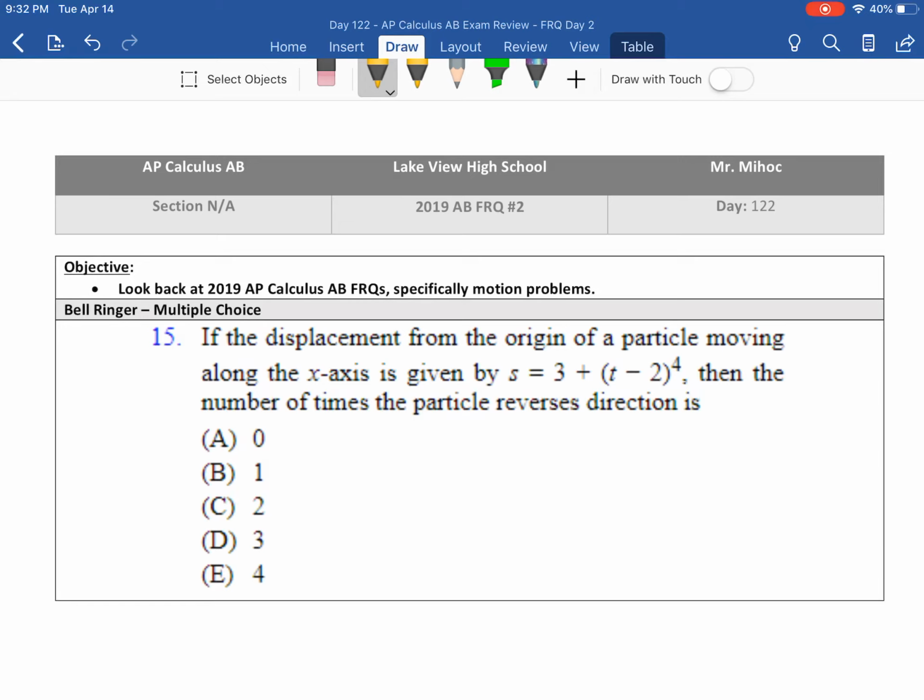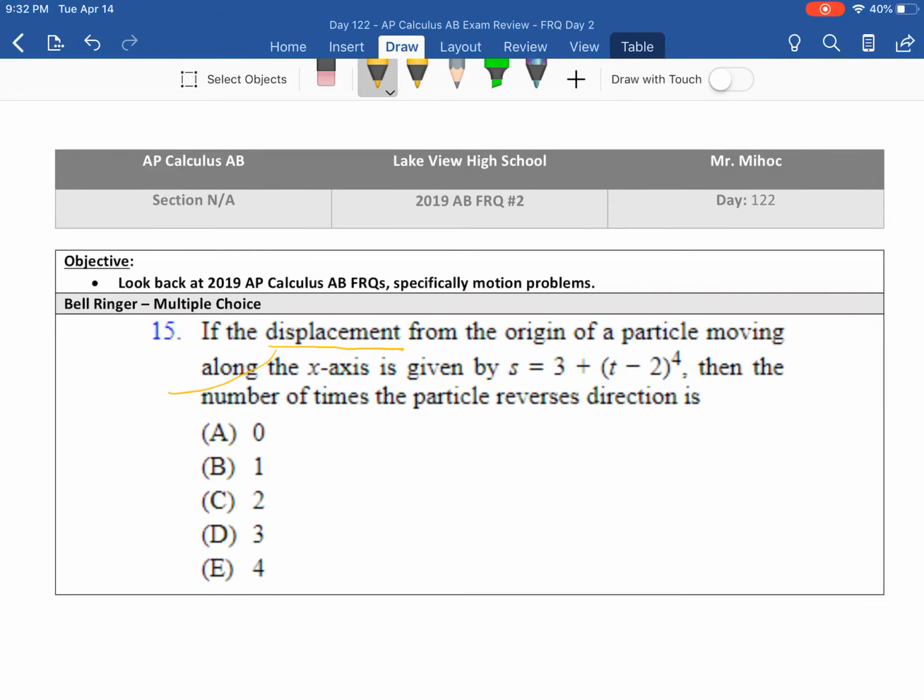If the displacement from the origin of a particle moving along the x-axis is given by s is equal to 3 plus the quantity t minus 2 to the 4th power, then the number of times the particle reverses direction is blank. So first off, whenever we talk about displacement, if it helps you, just think of displacement as position. Position, displacement, almost the same thing.